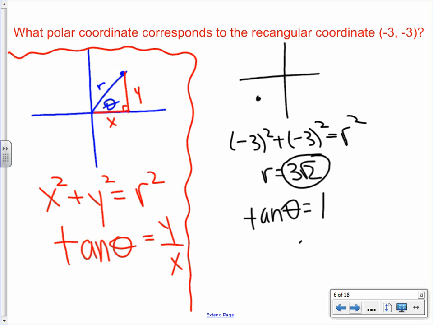5 pi over 4. Yeah. Negative 3 pi over 4. Yes, you could say negative 3 pi over 4. I could also say negative 3 radical 2, 13 pi over 4. You could also say negative 3 radical 2, pi over 4. There are a lot of different ways you can write this coordinate.